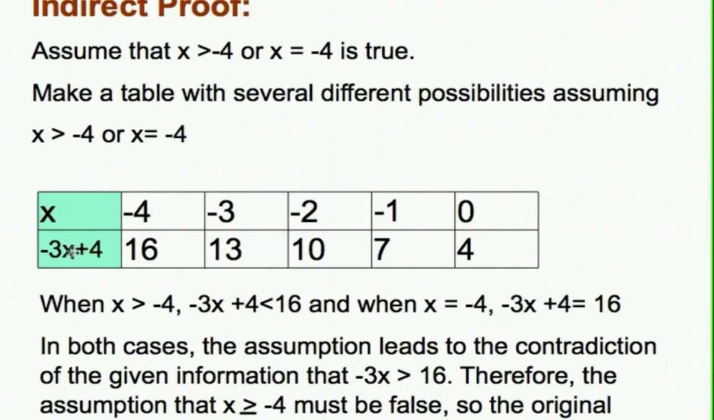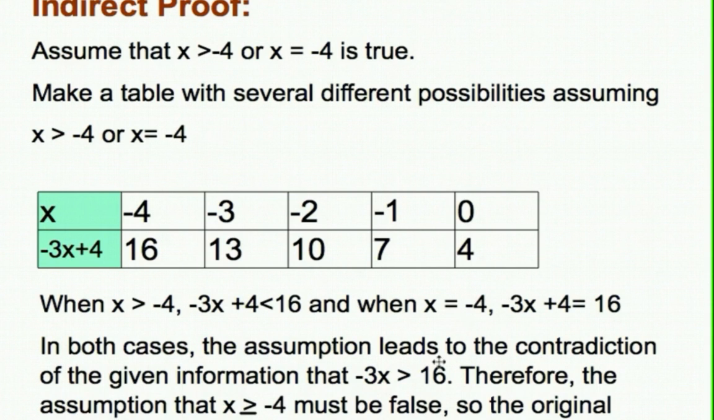First, let's assume that x is negative 4, and if we plug that into the expression negative 3x plus 4, the answer would be 16. Next, let's assume that x is negative 3. Negative 3 times negative 3 plus 4 would be 13. And if negative 2 is x, the answer would be 10. And if x is negative 1, then the answer would be 7. And lastly, if x is 0, the answer would be 4.